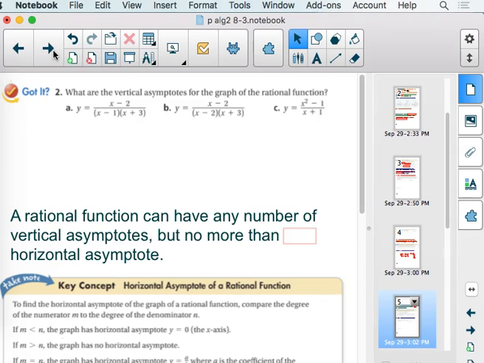So now we're going to do this again, but we're going to talk about a little bit more complex. A and B are already factored for us, but C we might have to do a little bit of work for. What are the vertical asymptotes for A? First of all, already factored, is anything going to cancel? Nothing's going to cancel? So find the zeros of the denominator.